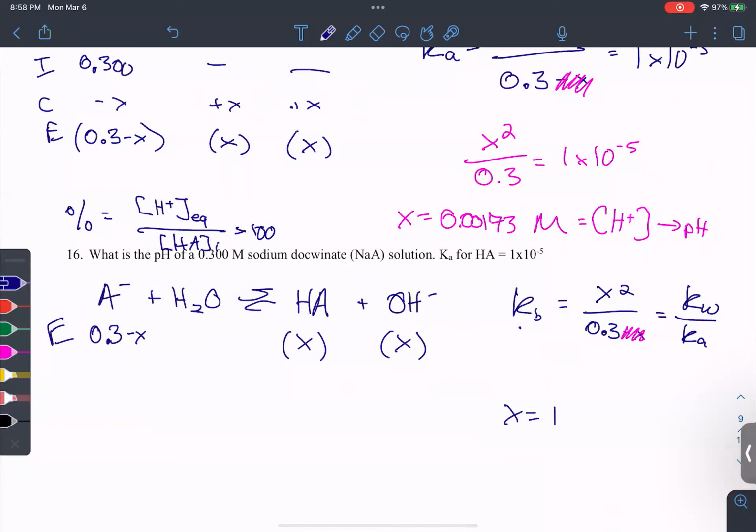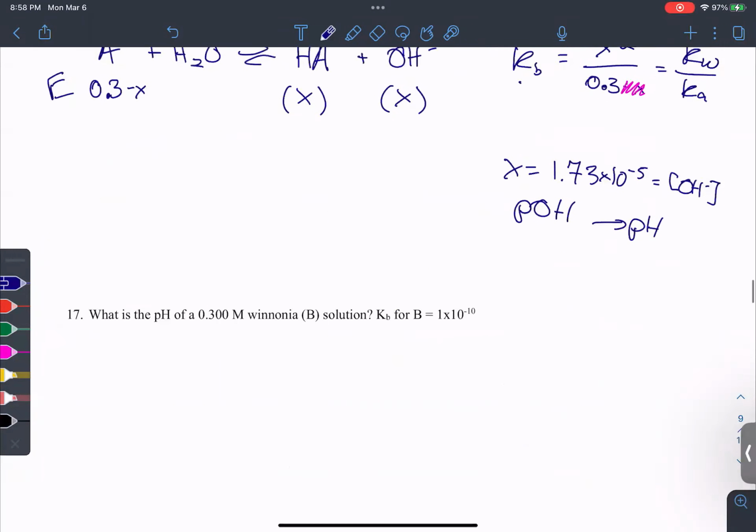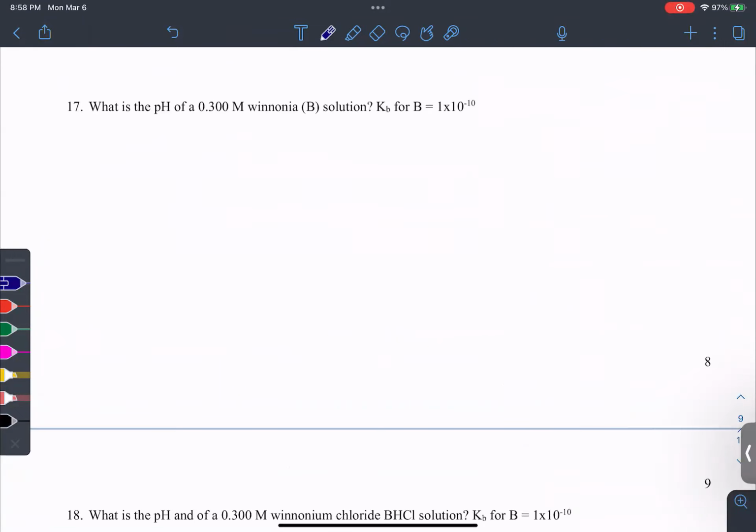When you solve for X, it is 1.73 times 10 to the negative 5. But what is that concentration? It's the concentration of what? OH minus concentration. How did you know that? The ice table, yes, the ice table. So that is equal to OH minus concentration, and you calculate pOH. And then you go one step further to pH. Good? All right.